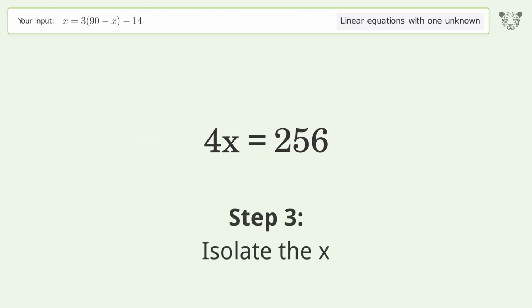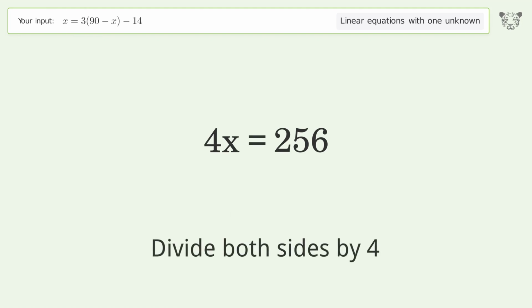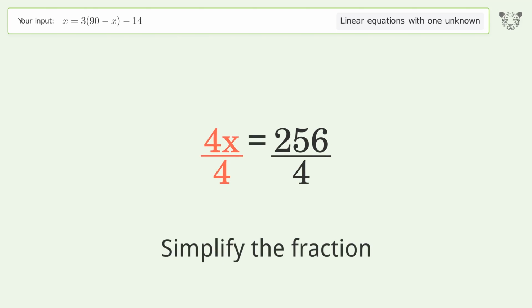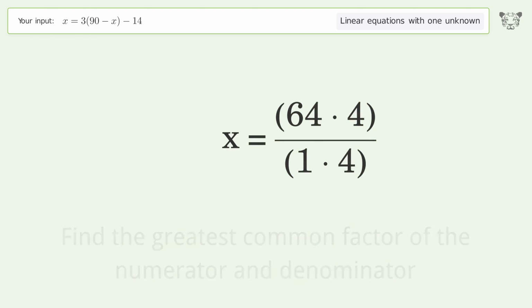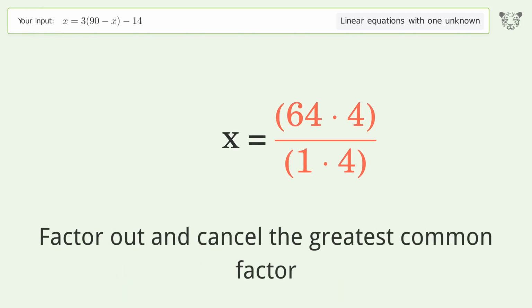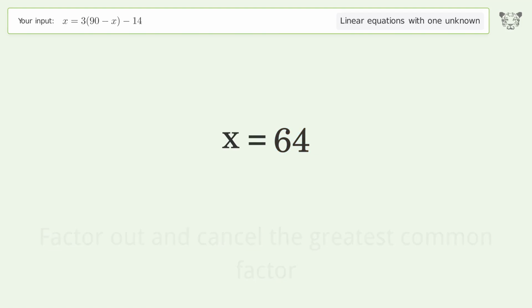Isolate the x. Divide both sides by 4. Simplify the fraction. Find the greatest common factor of the numerator and denominator. Factor out and cancel the greatest common factor. And so the final result is x equals 64.